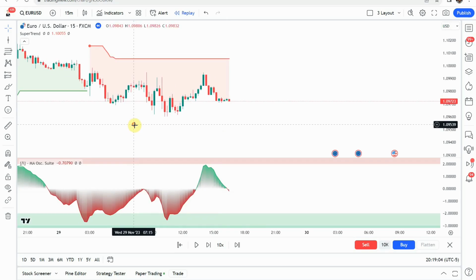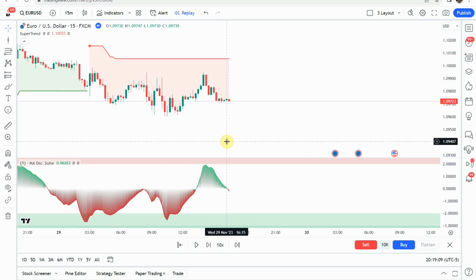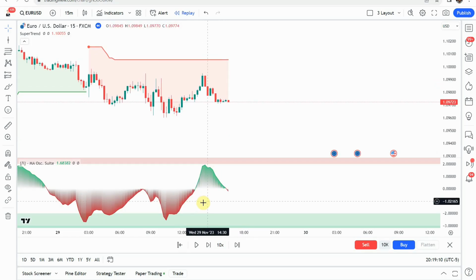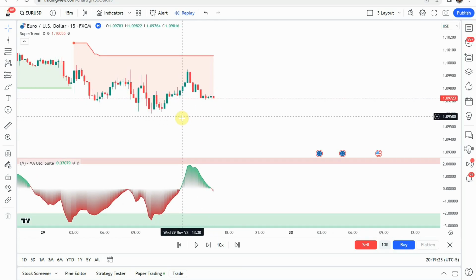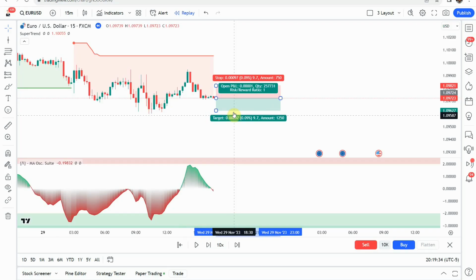Alright, so for a short trade, we are looking for the super trend to be in the red position. We are then looking for the moving average oscillator to pull back and go green. And then we are looking for it to shift back to the red, and again staying within that 10 to 15 candle parameter there. And we get all that right here as it shifts back into the red color right there. And it's going to set up our short right here.